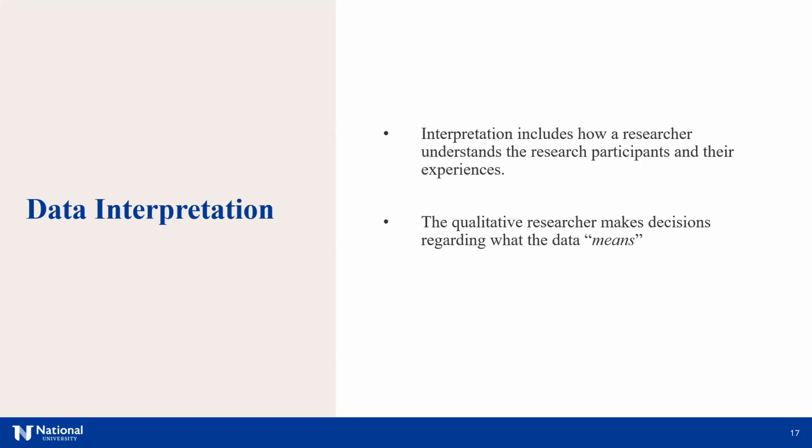So once we've collected data and analyzed data, we then have to interpret what the analysis really means. This includes how the researcher understands the research participants and their experiences and makes decisions about this much deeper sense of meaning that the analysis has brought about. So we have the codes and themes, we have everything laid out according to research question. Now we have to decide, well, what is really going on? What is this telling me as the researcher? And what am I going to report on? Again, hugely important decisions that the researcher makes on their own.